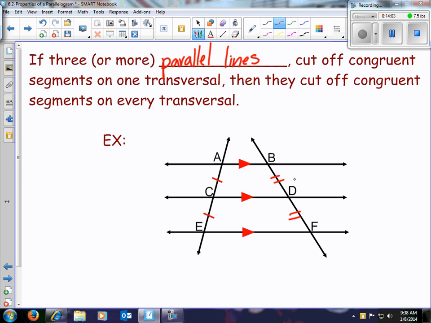Now, these are my parallel lines. My horizontal lines are my parallel lines. And these two lines are my transversals. So I know anytime 3 or more parallel lines are cut by a transversal, then the two segments are congruent.